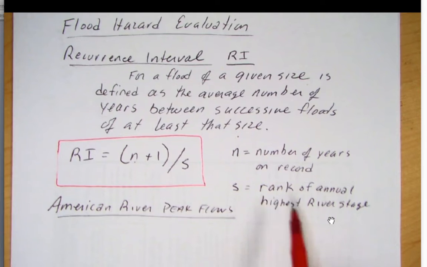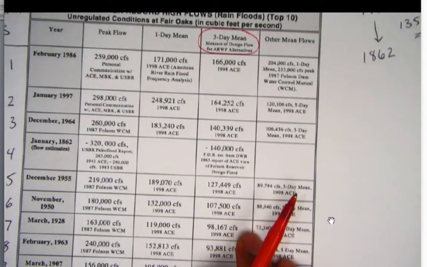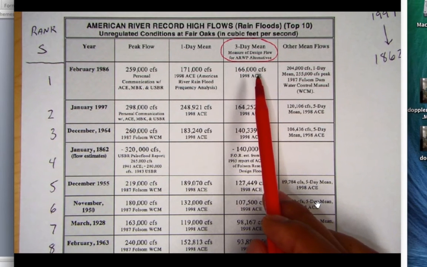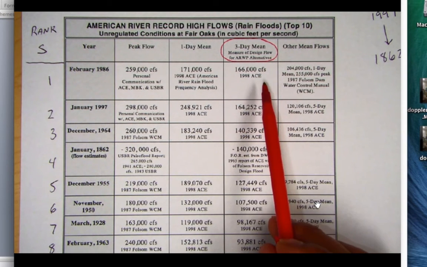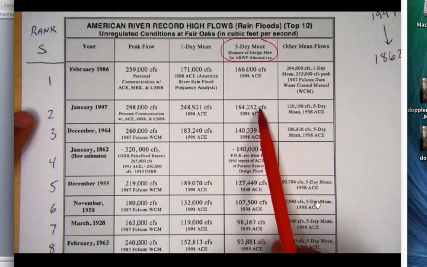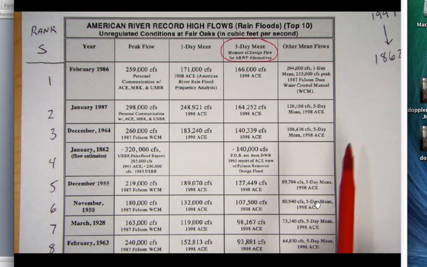And so if we look at the American River, I actually downloaded some data here. So here's some information for the American River. And we're going to look at this 3-day mean. Based on the numbers here, they've already ranked them for us, so I went ahead and put the ranks here. The highest 3-day mean was in 1986. That's number 1, and then you can see the discharges get smaller. Remember, CFS is cubic feet per second. And so our job is to figure out how often these floods occur.